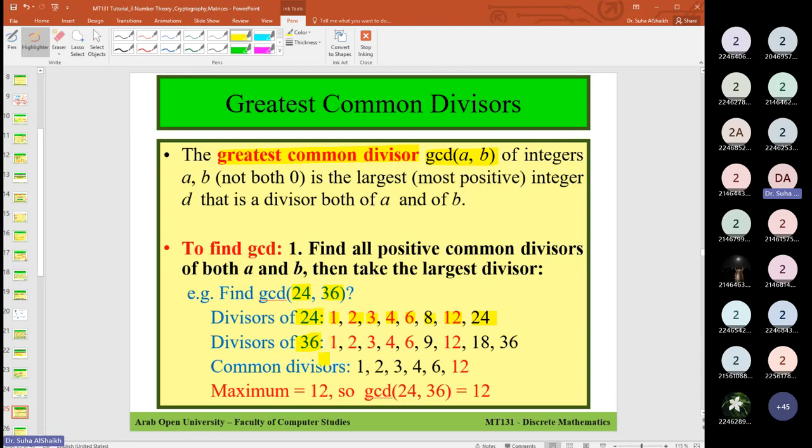What are the divisors of 36? It's 1 and 2 and 3, 4 and 6, 9 and 12, 18 and 36. The common divisors, you can see them in red. And what is the greatest common divisor? The greatest common divisor between them is 12. So we say that the GCD between the two numbers is equal to 12 in here.